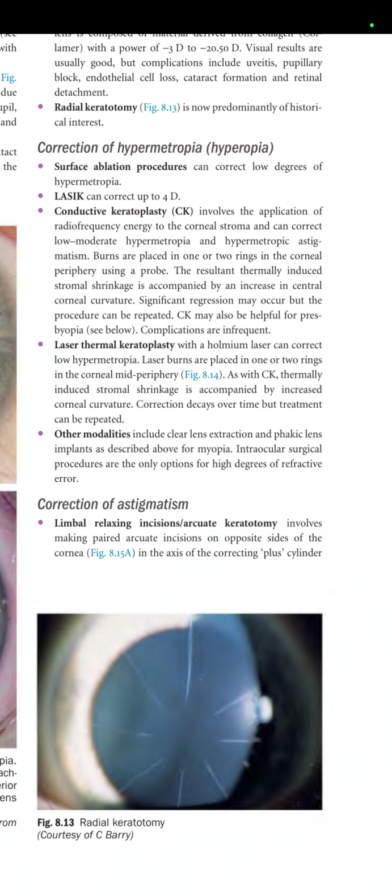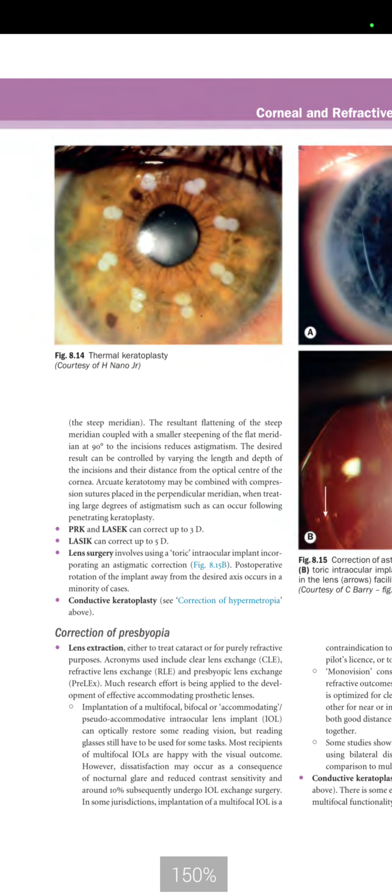Limbal relaxing incision or arcuate keratotomy involves a paired arcuate incision on opposite sides of the cornea in the axis of the correcting plus cylinder, the steep meridian. The resultant flattening of the steep meridian, coupled with the smaller steepening of the flat meridian at 90 degrees to the incision, reduces astigmatism. The desired result can be controlled by varying the length and the depth of the incision and the distance from the optical center of the cornea. Basically, arcuate keratotomy may be combined with compression sutures placed in the perpendicular meridian.